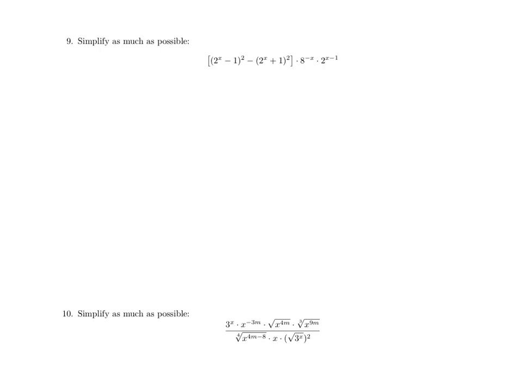Okay, here we have (2^x − 1)² − (2^x + 1)² times 8^(−x) times 2^x − 1. Already I'm seeing so many common bases that I know the best plan of attack is to expand this stuff that's inside here that's being squared and then see what I can combine with other things. All right, let's take a look at what happens here.